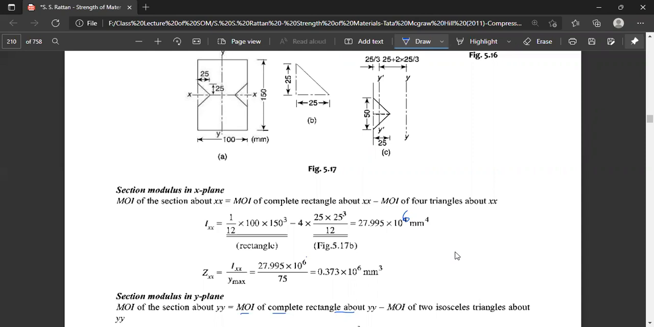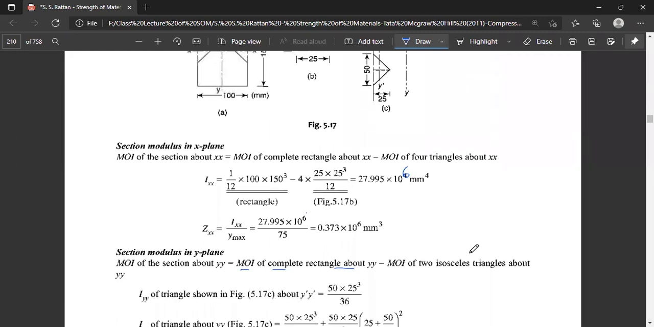So this line passes through the CG of this triangle, and this CG has the distance 25 by 3 from this base and 2 into 25 by 3 from the apex. As we are considering the distance from the y-axis to y dash here, we have to add 25 plus 2 into 25 by 3 to know the distance of the CG of one of the isosceles triangles, means it has two sides the same.